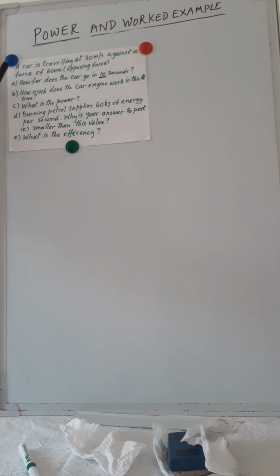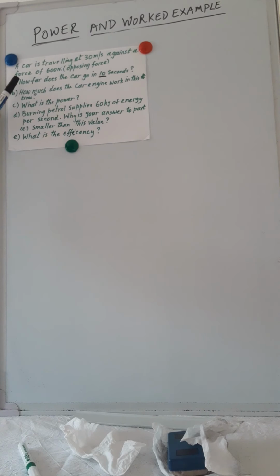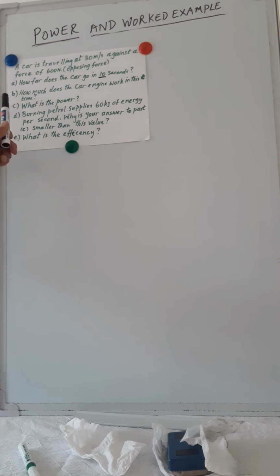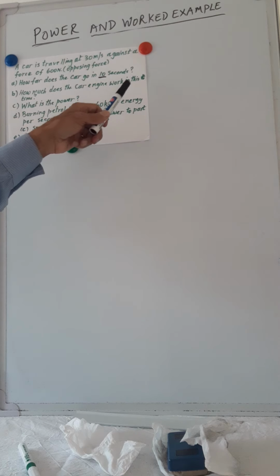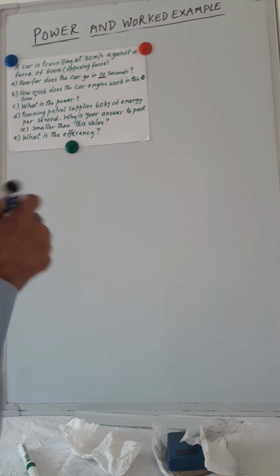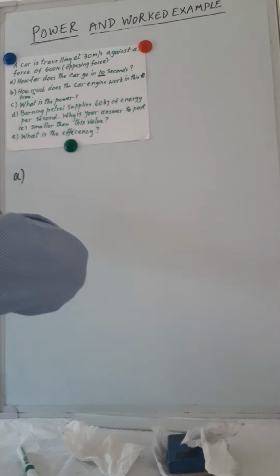A car is traveling at 30 meters per second against a force of 600 newtons, which is the opposing force. It could be force of friction, or force of gravity and friction combined together. A: how far does the car go in 10 seconds? And B: how much work does the car engine do in this time? We will take one question at a time. Let's start off with A.